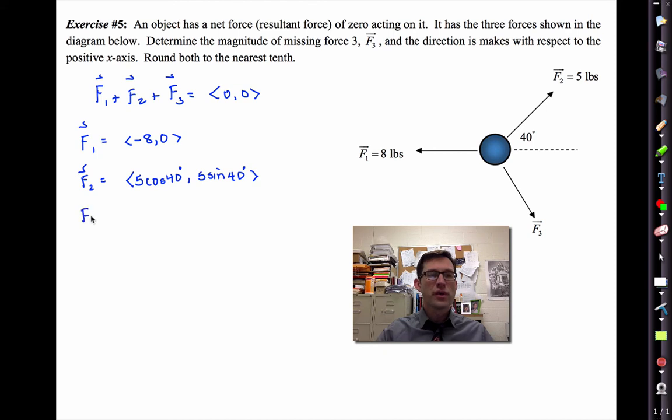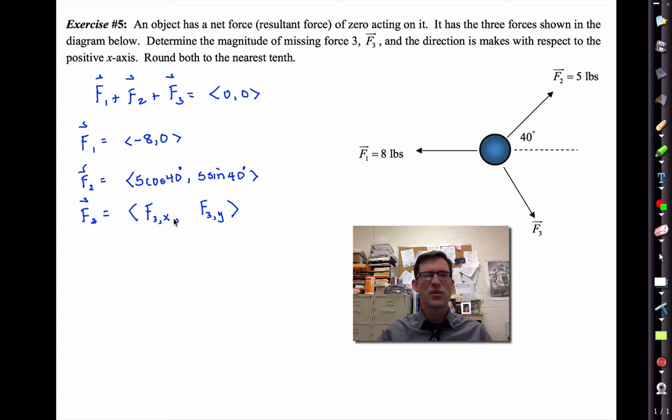And then force 3, well, I don't know. I could use some letters down here. I could use x, y. Typically what will happen is this is the way it'll be denoted. Force 3x, force 3y. Notice I've left the arrows off the top. The reason for that being that they're now scalars.